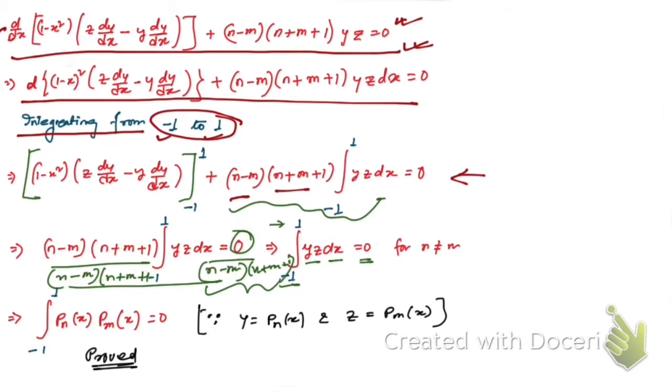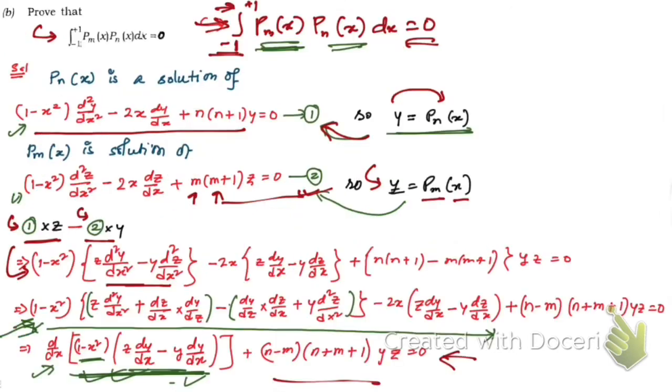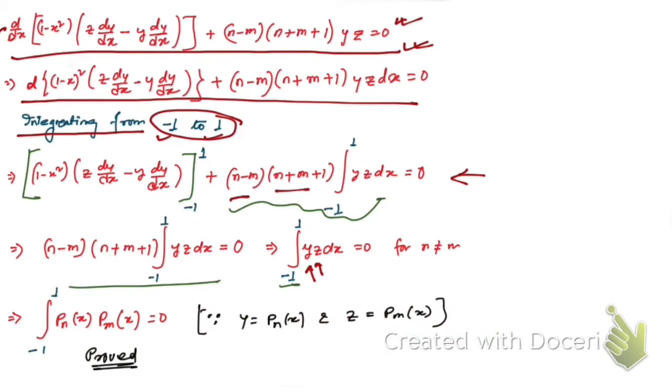Let me clean this part. Now what is y and z? Let me go to the previous slide. Here you can see this is y and this is z. So let's put these values here: y here and z here. Doing so, we have got this result, which we had to prove. So that's proved. Hope you have understood this.